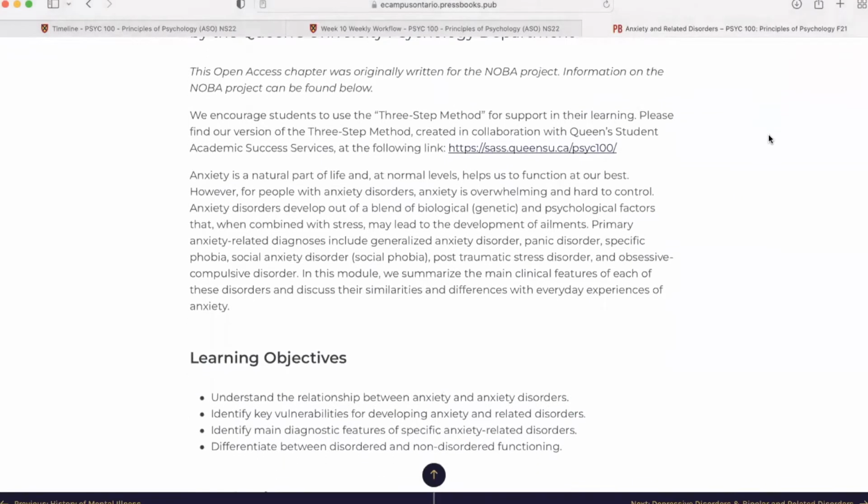Anxiety is a natural part of life and at normal levels helps us to function at our best. However, for people with anxiety disorders, anxiety is overwhelming and hard to control. Anxiety disorders develop out of a blend of biological, genetic, and psychological factors that, when combined with stress, may lead to the development of ailments. Primary anxiety related diagnoses include generalized anxiety disorder, panic disorder, specific phobia, social anxiety disorder, post traumatic stress disorder, and obsessive compulsive disorder. In this module, we summarize the main clinical features of each of these disorders and discuss their similarities and differences with everyday experiences of anxiety.